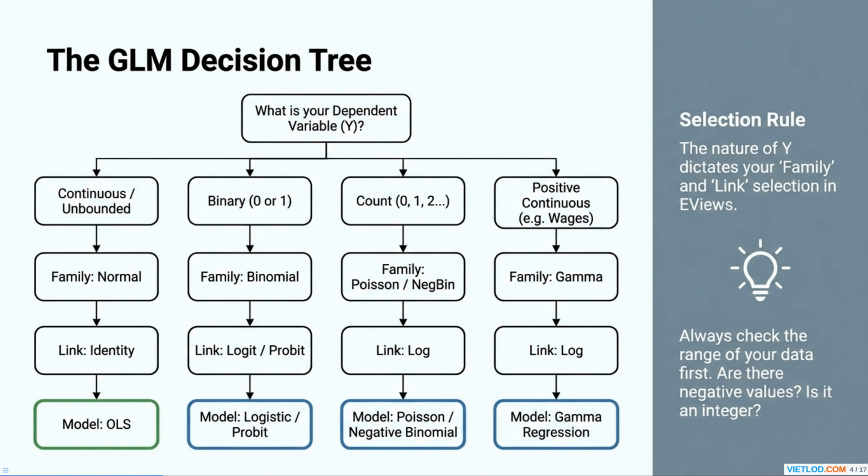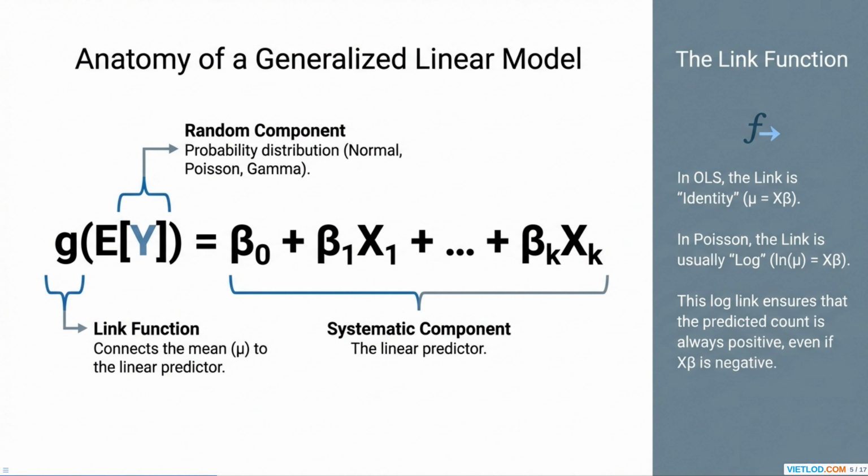This decision tree mentions family and link. Let's break down what these components mean in the anatomy of a GLM. Every generalized linear model, as shown in this equation, comprises three core components. First, the random component defines the probability distribution of the dependent variable, y, our family, such as normal, Poisson, or gamma. Second, the systematic component is the familiar linear predictor, a linear combination of our explanatory variables.